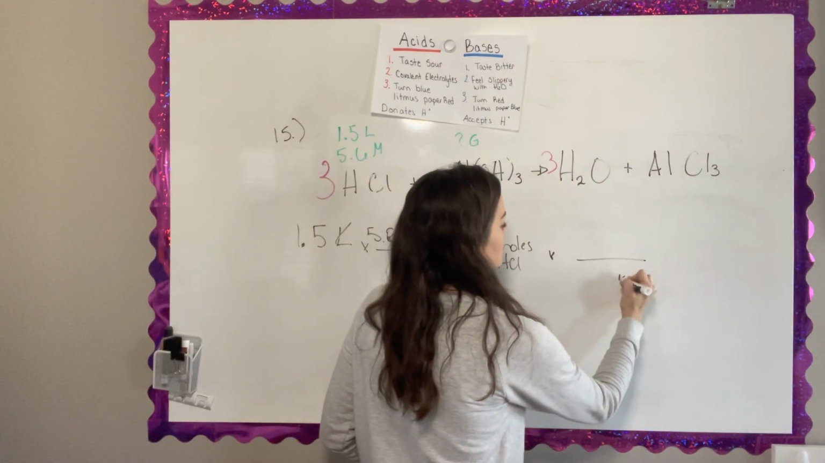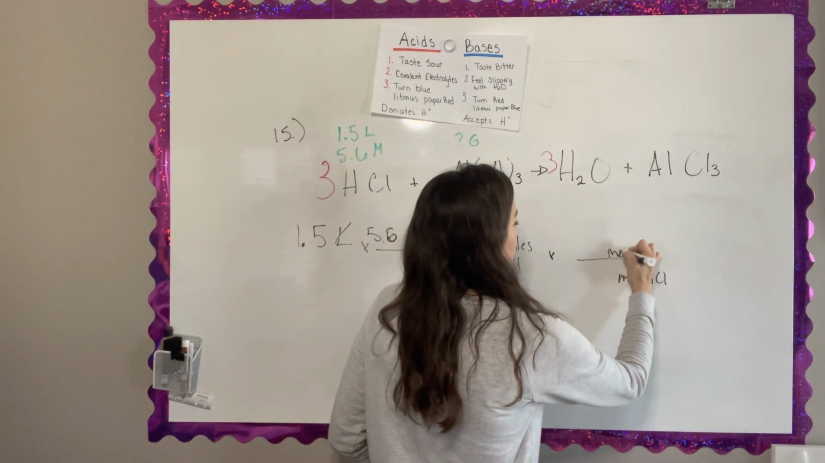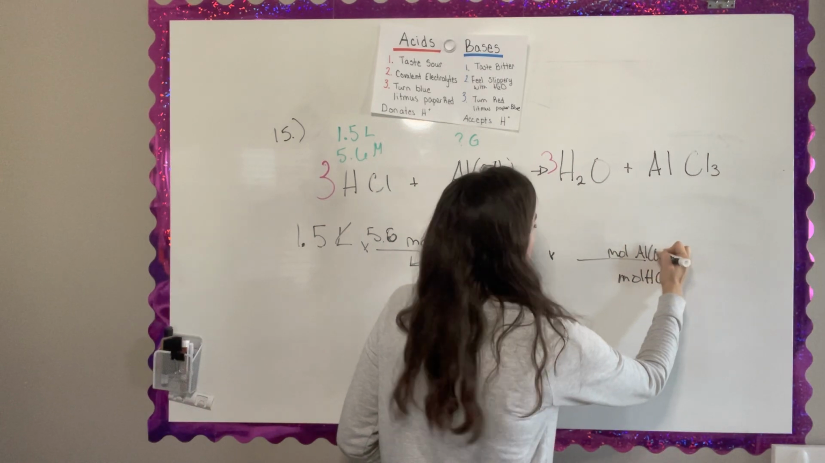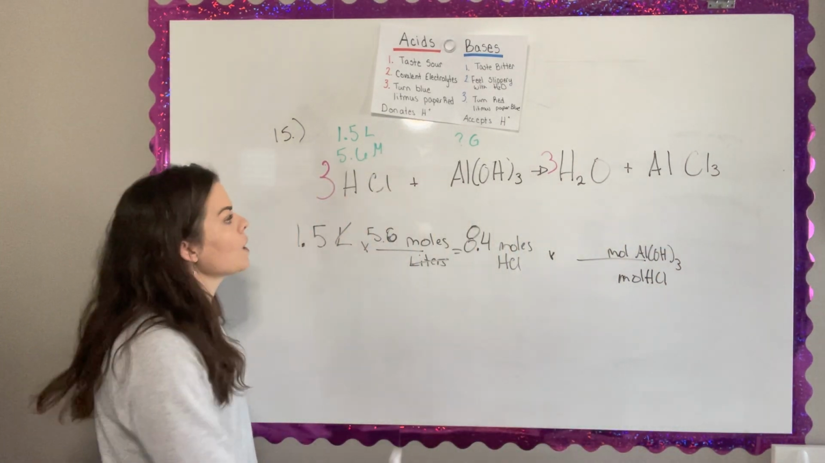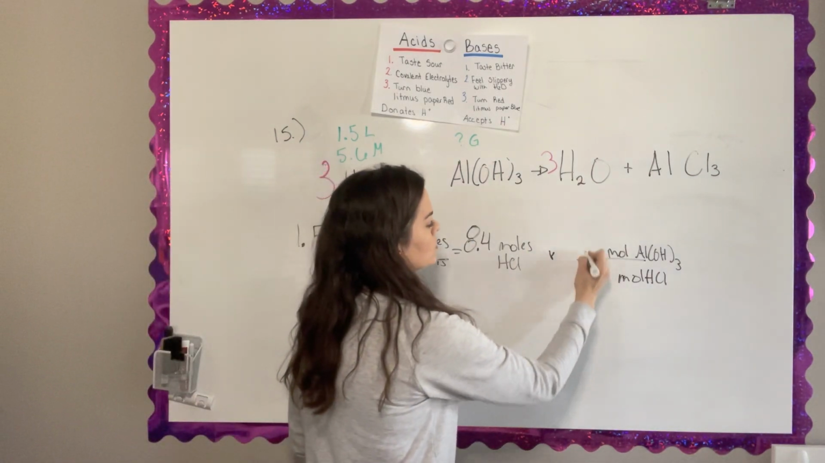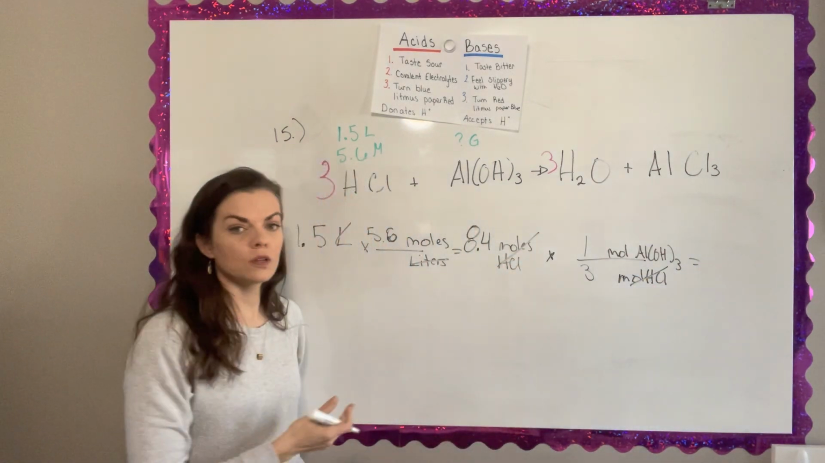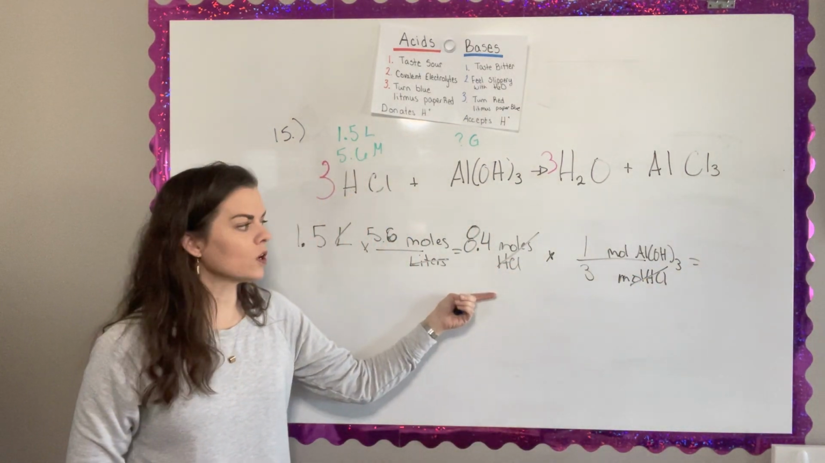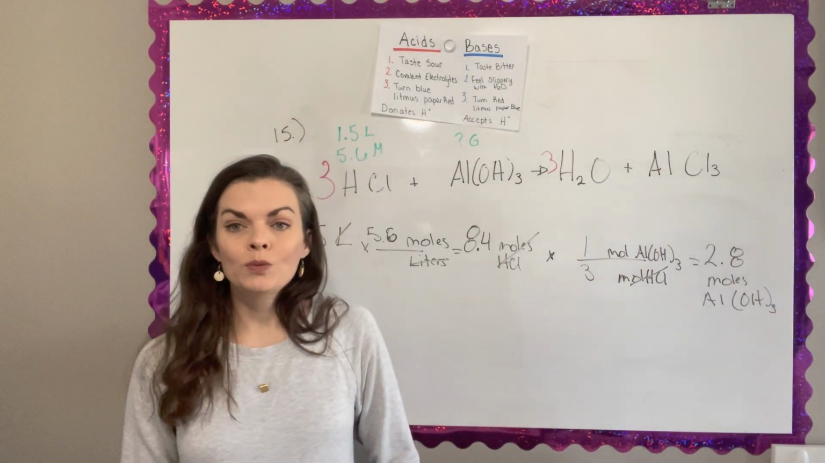So I'm going to put HCl on the bottom, and aluminum hydroxide on the top. And so I actually have 3 of HCl and 1 of aluminum hydroxide. So you're going to put into your calculator 8.4 divided by 3. You get 2.8 moles of aluminum hydroxide.